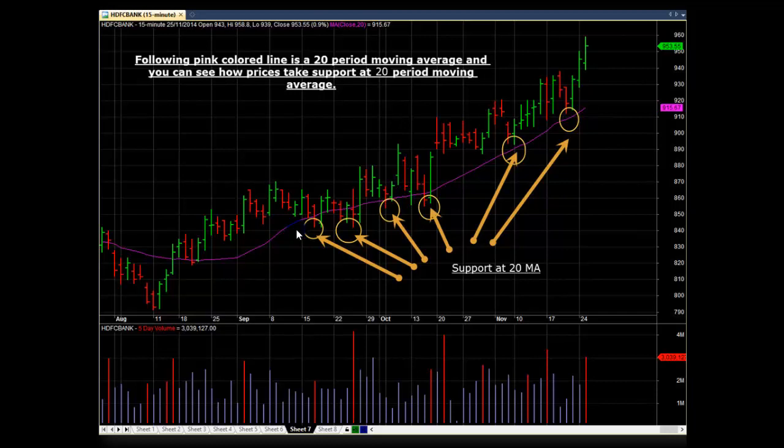The 20-day moving average will also help you identify strong trending markets, as it moves very close to the price chart or price bars. It will often help you identify strongly trending markets, as is the case of HDFC Bank.